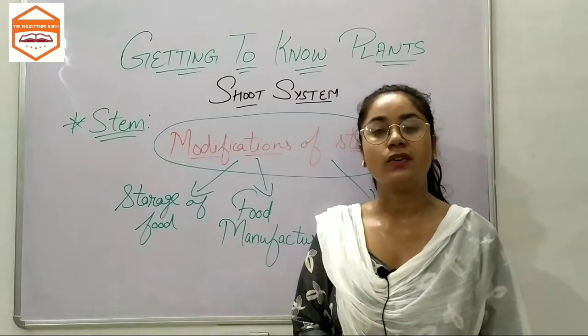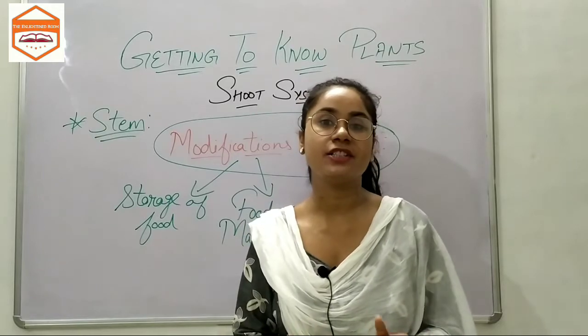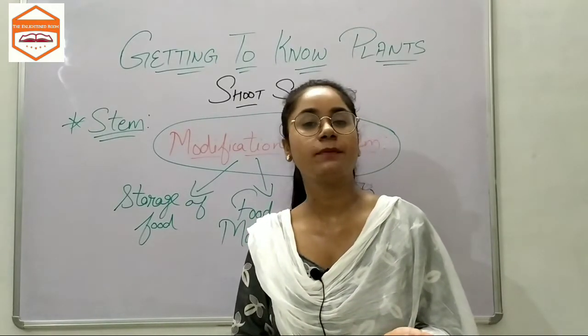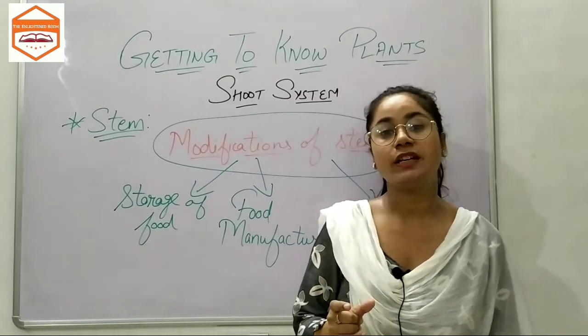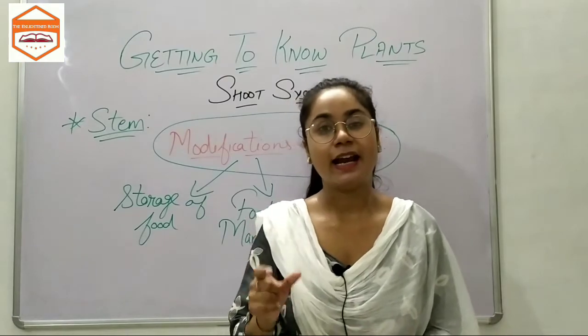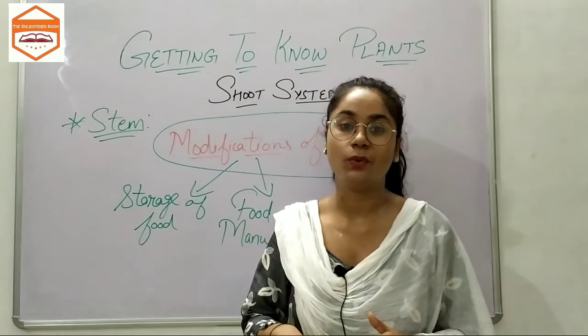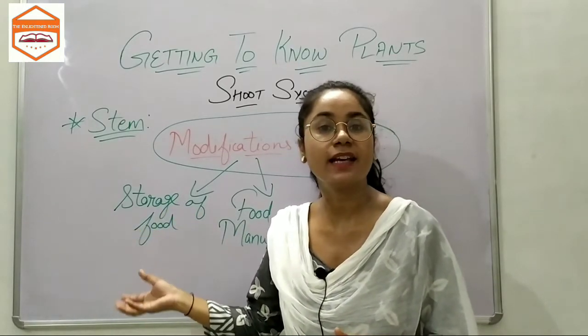Now let's discuss the modifications of the stem, and in this first we will discuss the storage of food. In the case of storage of food, plants like onion and ginger grow underground. You all know that onion and ginger grow underground, and they are actually the stem of their plant, and these stems grow underground and become very thick and fleshy.